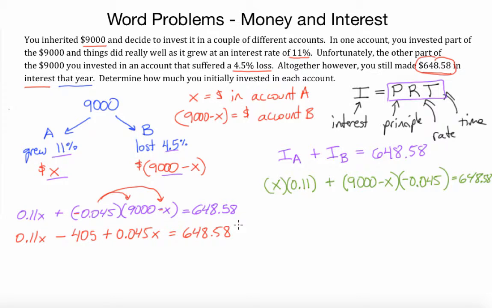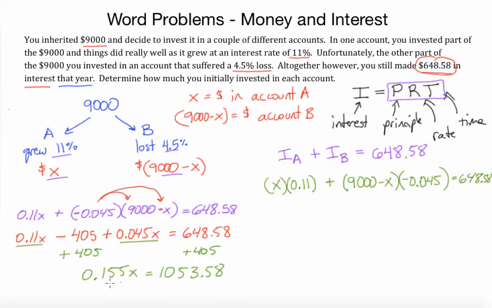All right, that looks a little bit nicer now. Let's combine some like terms here. We've got like terms with my x's. I'm going to combine those, and I'm also going to add 405 to both sides to kind of move things over. So what that gives me now is 0.155x is equal to $1,053.58. So we're slowly working our way. We're doing all the algebra stuff, right? Slowly trying to figure out what x equals.